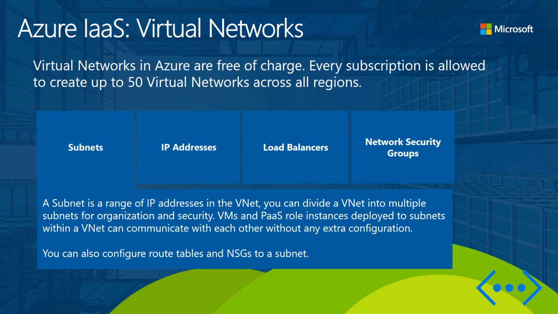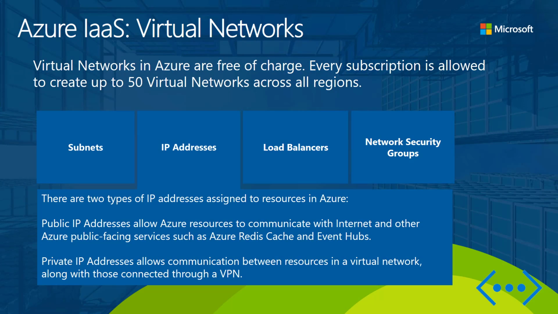We begin by discussing a subnet. Now, a subnet is a range of IP addresses within the virtual network. You can divide a VNet into multiple subnets for organization and security needs. VMs and PaaS instances deployed into subnets within a VNet are able to communicate with each other without any extra configuration. You can also configure route tables and network security groups to a subnet to control additional access.